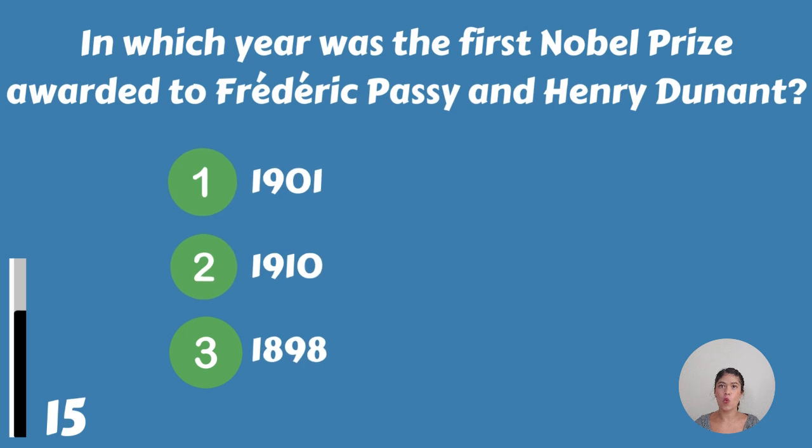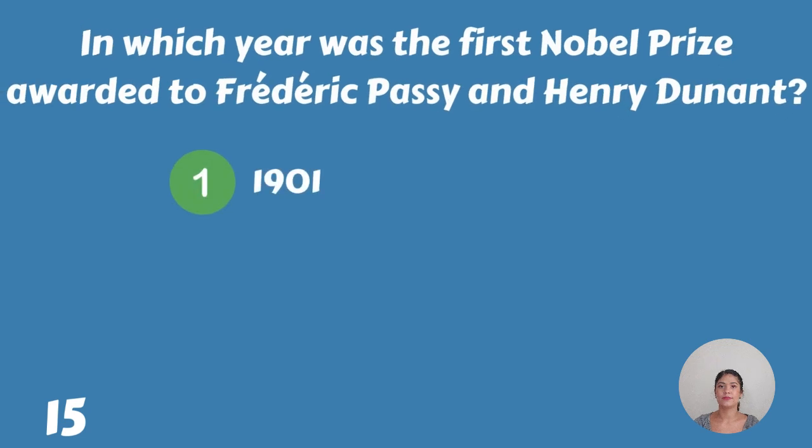In which year was the first Nobel Prize awarded to Frederic Passy and Henry Dunant? 1901, 1910, 1898. 1901.